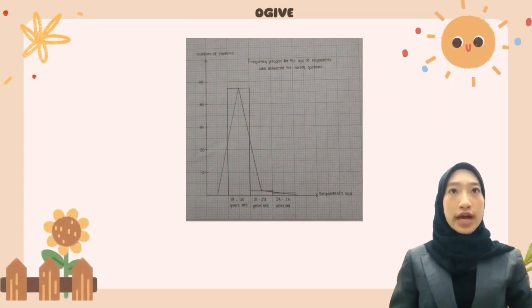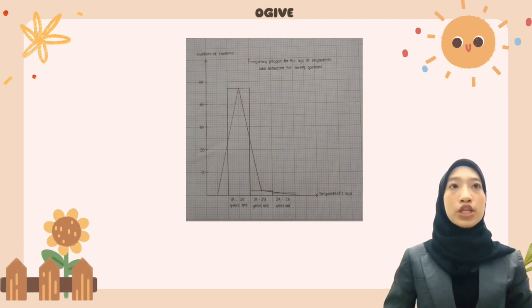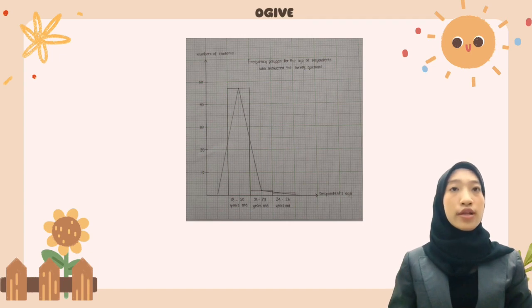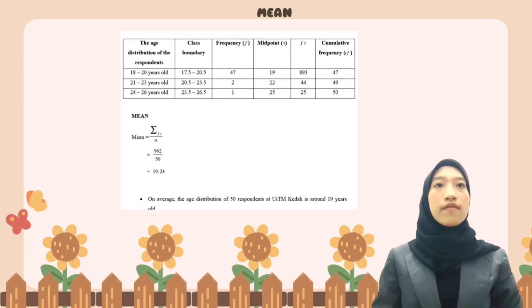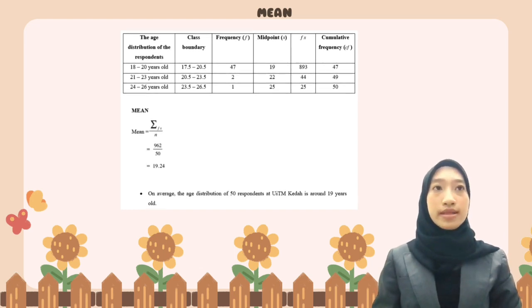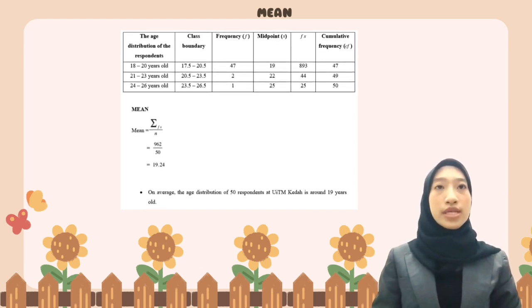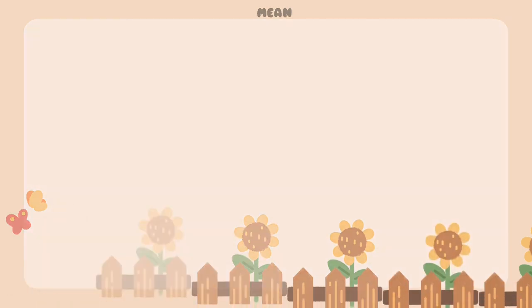Next, for the ogive. Based on the ogive, the age of 50 respondents is on the x-axis, while the cumulative number of students is on the y-axis. Then, we need to calculate the mean. The formula for mean is the total of frequency multiplied by midpoint, divided by n, which is the total frequency. So, it will be 962 divided by 50, and we will get 19.24. On average, the age of the 50 respondents at UiTM Kedah is around 19 years old.